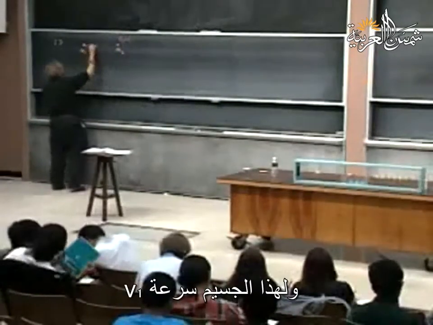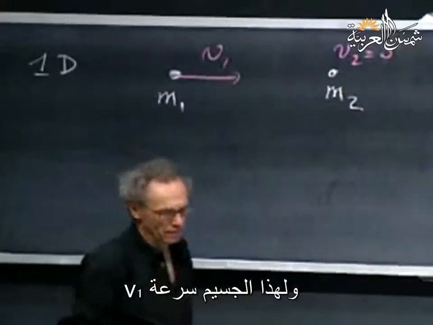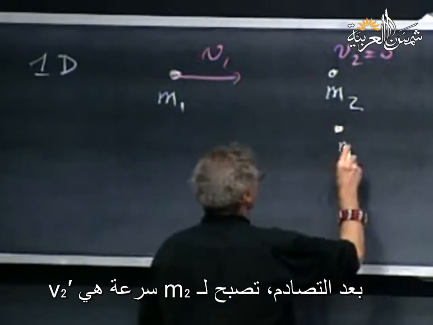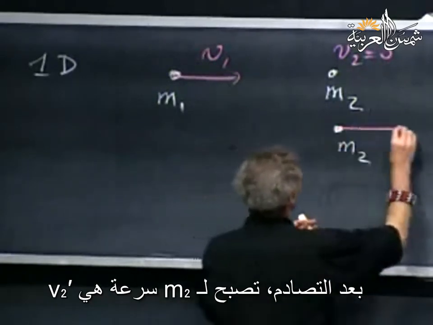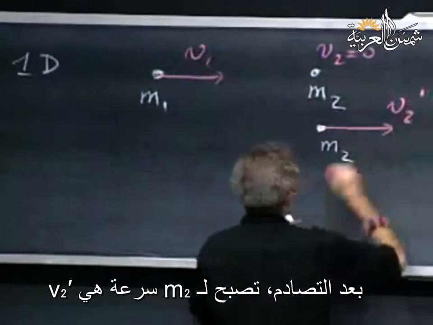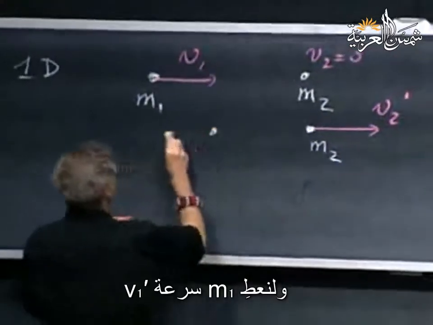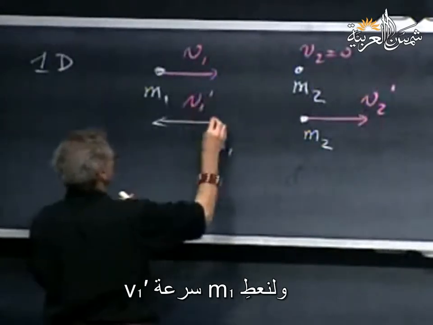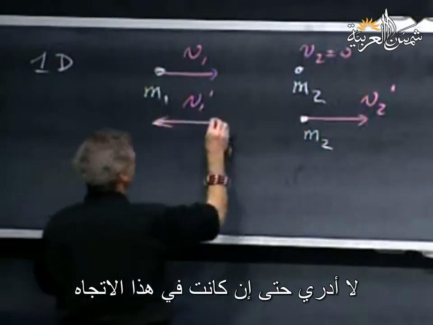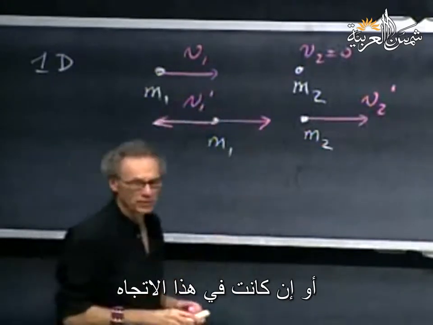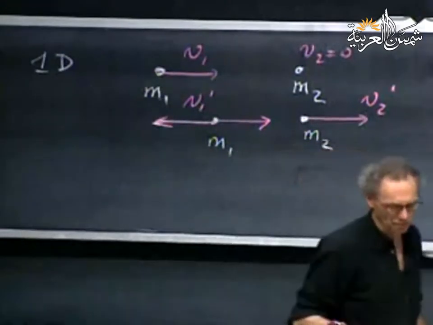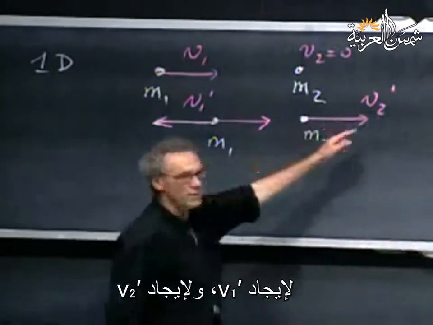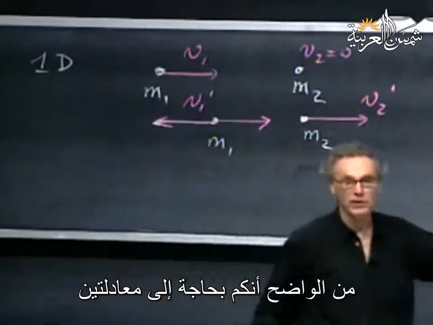and this particle has velocity V1. After the collision, M2 has a velocity V2 prime, and M1, let it have a velocity V1 prime. I don't even know whether it's in this direction or whether it is in that direction. You will see that either one is possible. To find V1 prime and to find V2 prime, it's clear that you now need two equations.